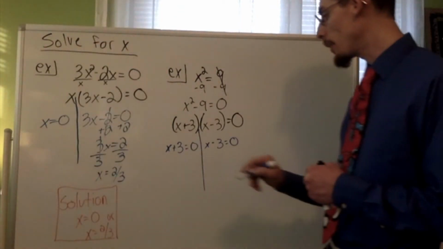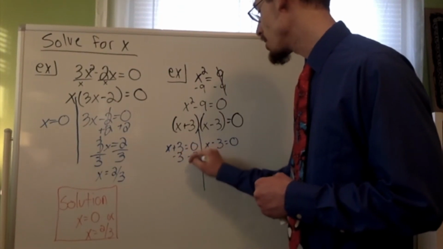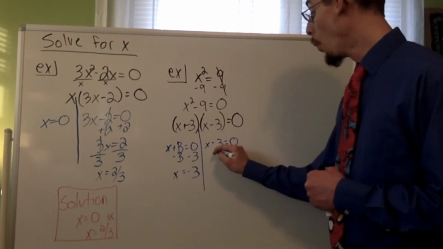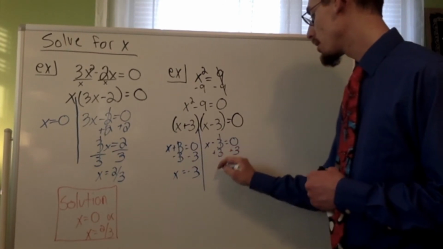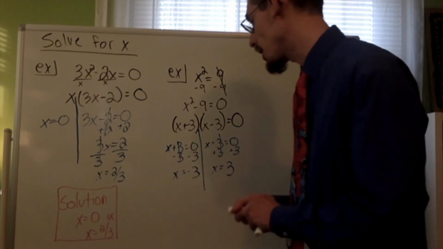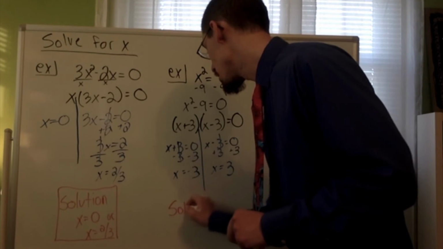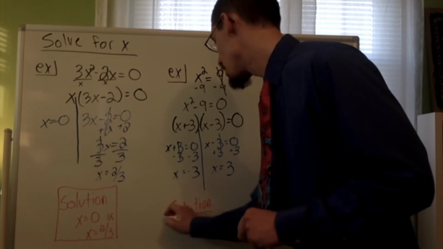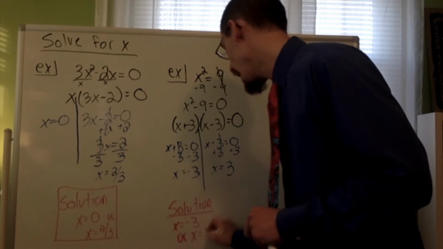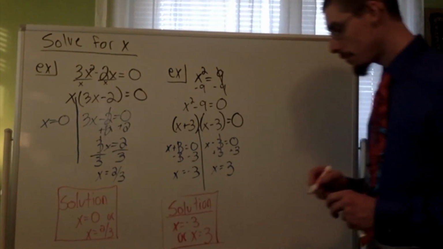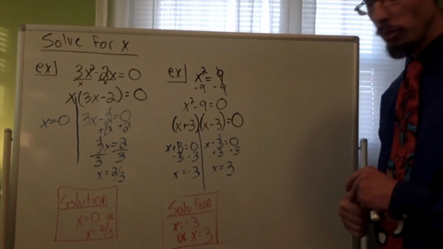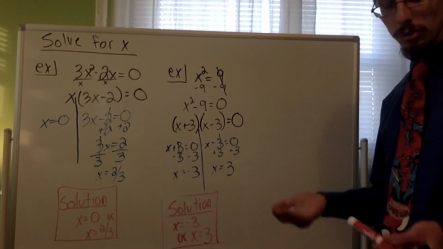Solve them like you would solve any other equation, right? Subtract 3, so you get x equals negative 3, or you can add 3 to get x equals positive 3. So this time it looks like my solution is x equals negative 3 or x equals positive 3. Both of the answers are the solution. They're two separate answers, right?